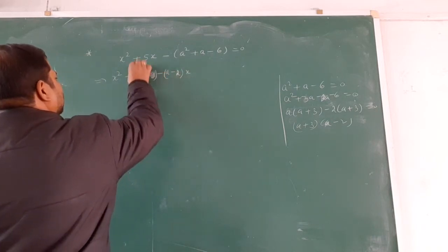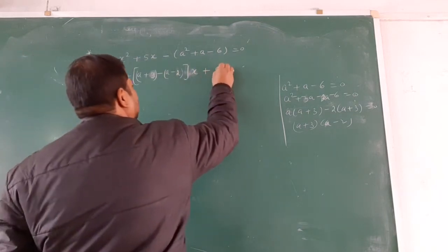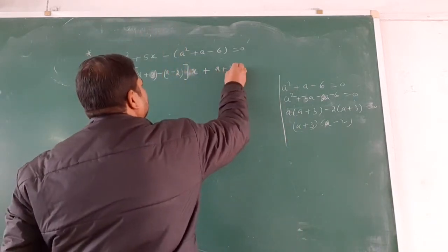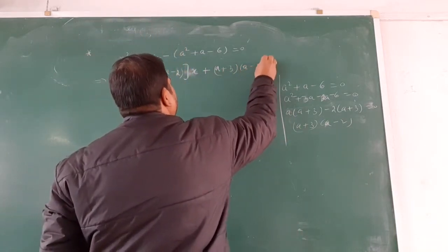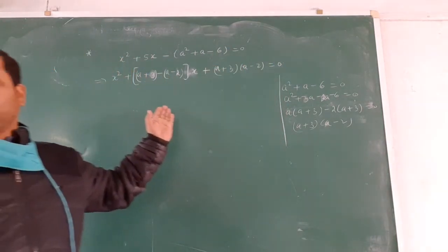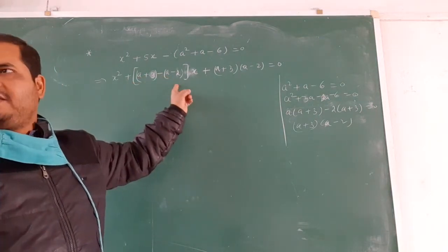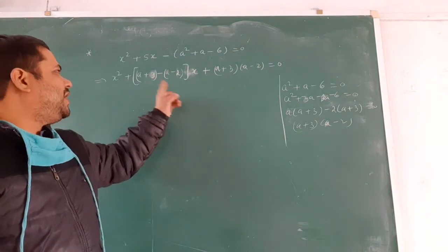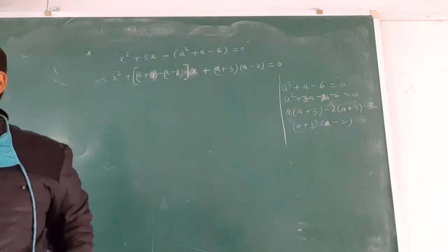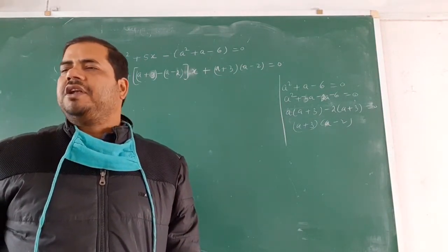Now see this into x plus, what is the factor of this, beta? a plus 3 into a minus 2. This is the factor and this is equals to 0. Now see, question solution is clear now. If you add this, a cancelled out, 3 plus 2 is 5. That means 5x, and if you multiply these two quantities, you will get a square plus a minus 6. Now it is clear? If you have any doubt, please ask.